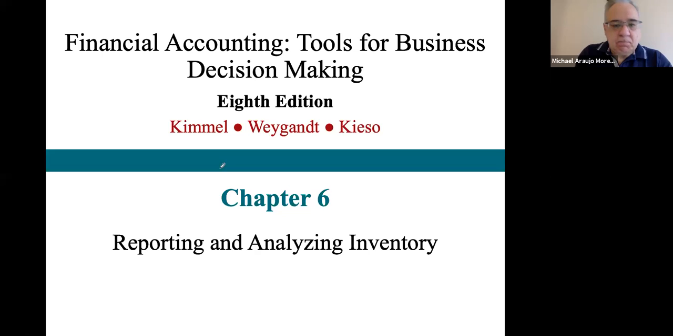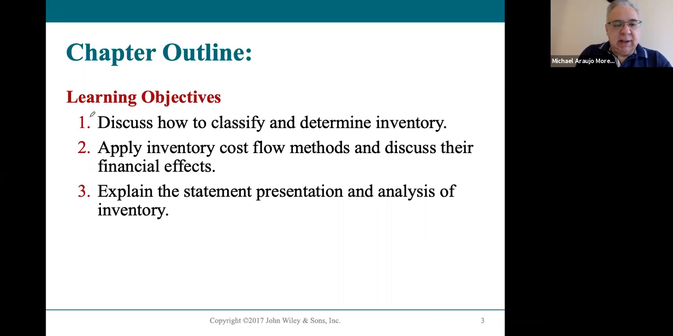So moving our journey through chapter six, we're going to start with a review of some issues on how to classify and determine inventory and learning objective one. Much of it, like I said, you've learned in chapter five. So a lot of it's going to be a review for you. And most of what we're going to be doing is understanding those, what we call inventory cost flow methods.